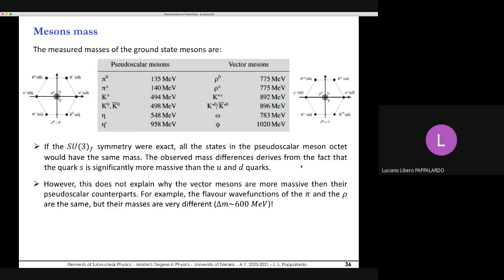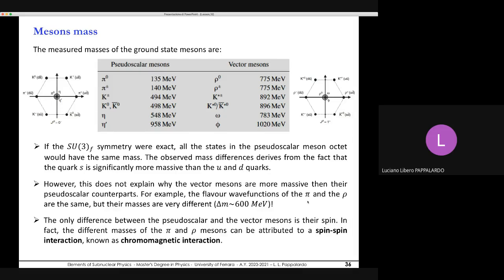If you compare, for instance, the flavor wave functions for the pions and the rhos, they are exactly the same. So there is in principle no reason why the vector mesons should be heavier than the corresponding pseudoscalar mesons. And the difference is quite large, on the order of 600 MeV. So what is the difference? The only difference is spin, indeed.